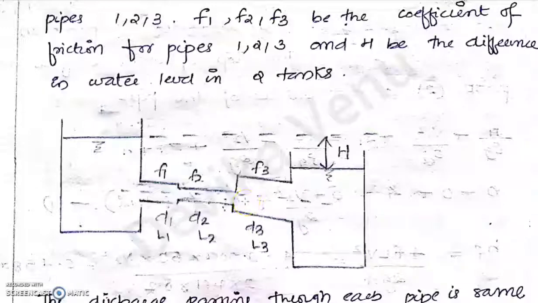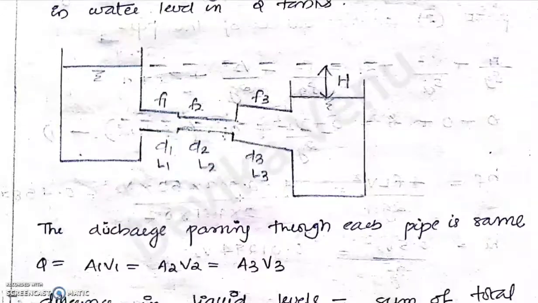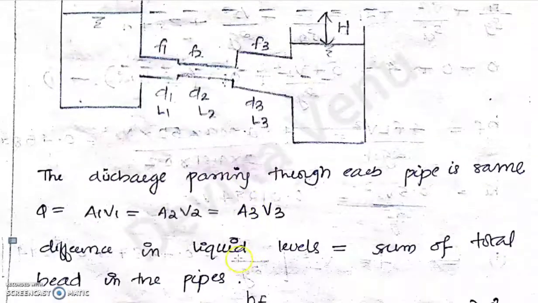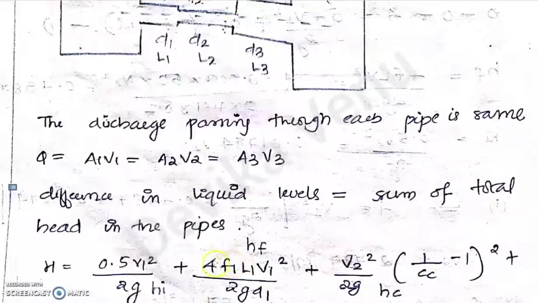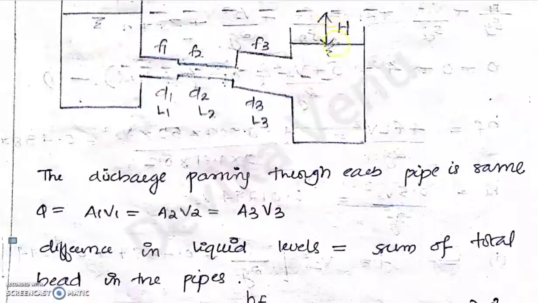We are going to find out how the head loss is happening due to these connections. So you know that this is the basic equation: the discharge should be the same for all three pipes. So Q is equal to A1 V1 equal to A2 V2 equal to A3 V3. Here I am going to find out how this much head loss happened.